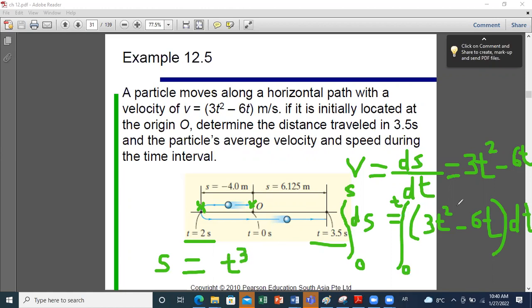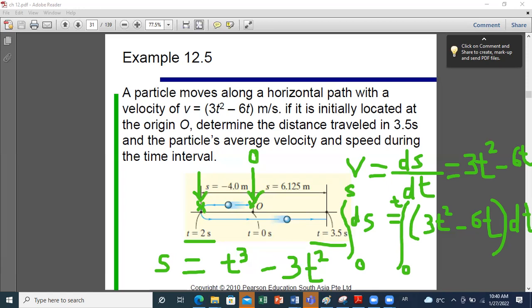And the integral of minus 6t is 3t squared. So now I have the general expression of s as a function of time. So I can determine the interesting position. I know that initially I was here, this is the boundary condition I have: at t equals 0, s equals 0. I need to find what is the position I reach for t equals 2 seconds.